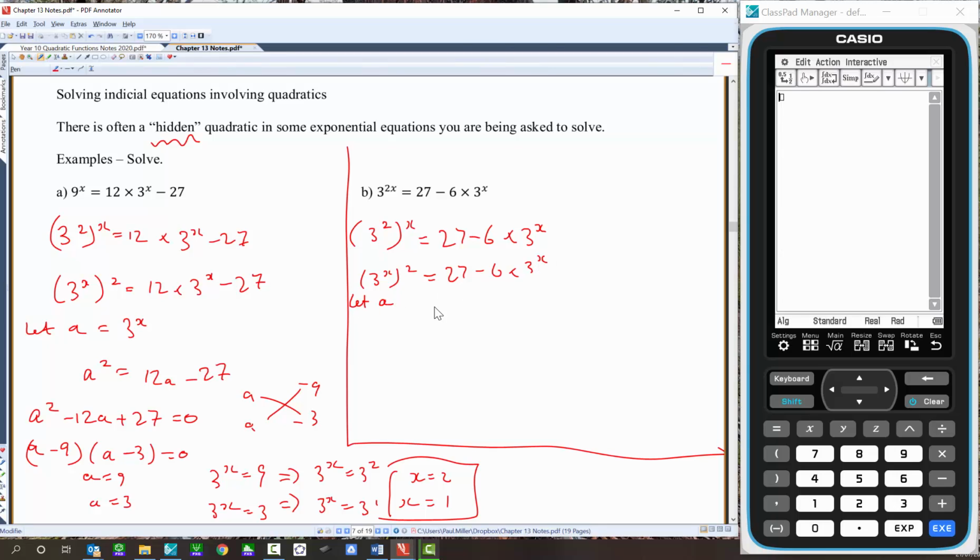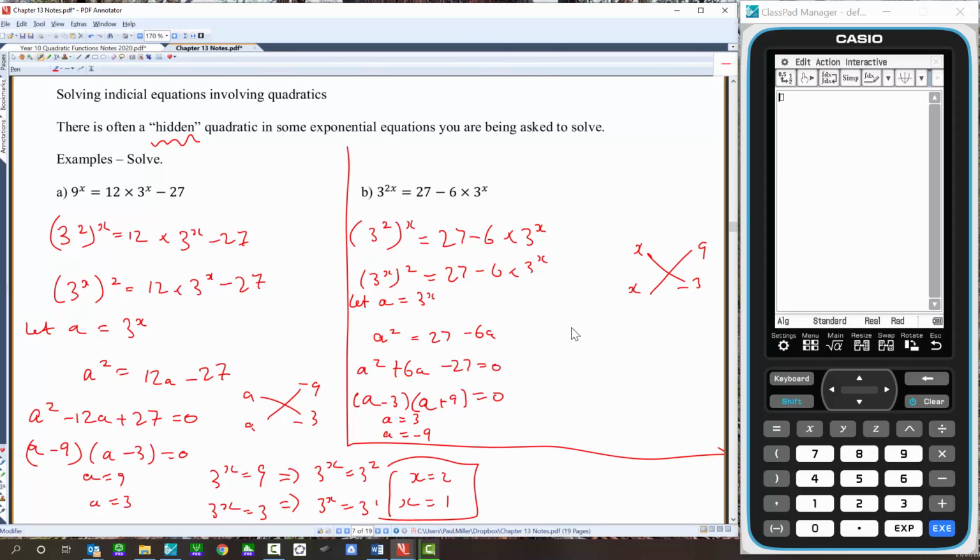Now let a, or whatever letter you want, equal 3 to the x. A squared equals 27 take 6a. A squared plus 6a take 27 equals 0. All right, 9 and 3, one of them needs to be negative, and that is the 9. A take 3, a plus 9 equals 0. All right, a equals 3, a equals negative 9.